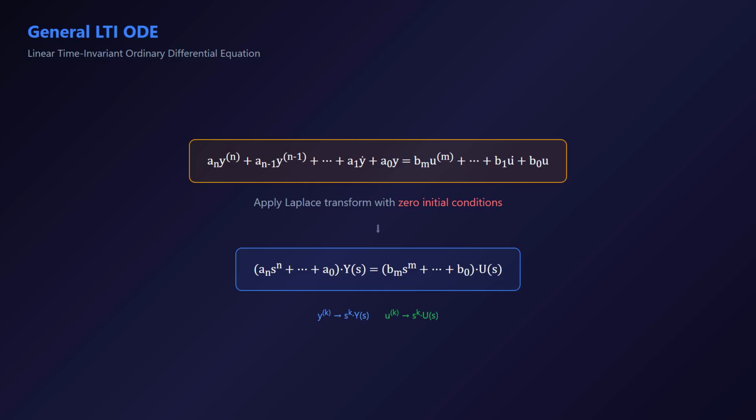Consider a general linear time invariant ODE. The left side has output derivatives up to order n, and the right side has input derivatives up to order m. Applying the Laplace transform with zero initial conditions, every derivative of y becomes a power of s times Y(s), and similarly for the input side.